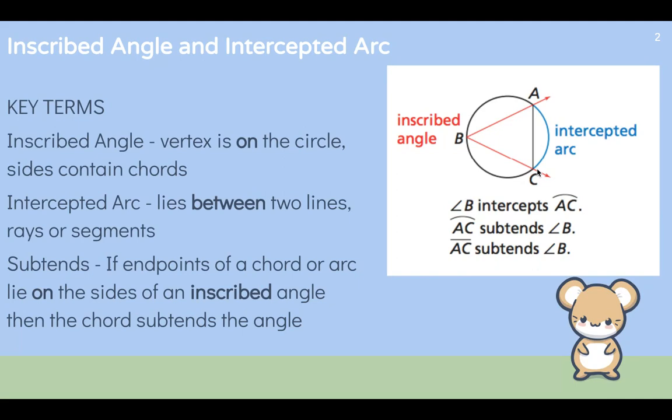Okay, so subtends means that if the endpoints of a chord or an arc, so there's also a chord dropped here from A to C, this chord also subtends angle ABC. And likewise, the blue arc, arc AC, also subtends angle ABC. So angle ABC intercepts the arc, and the arc subtends the angle.